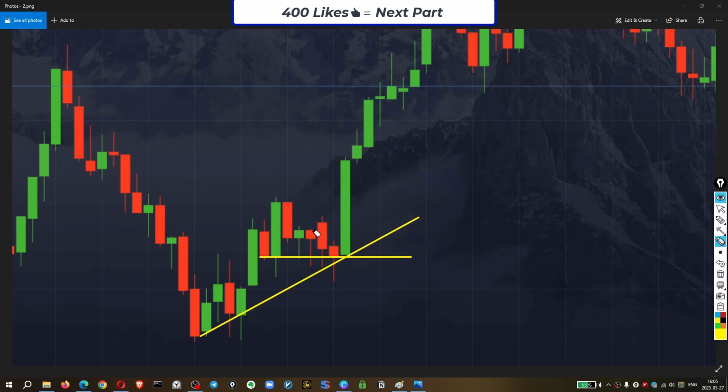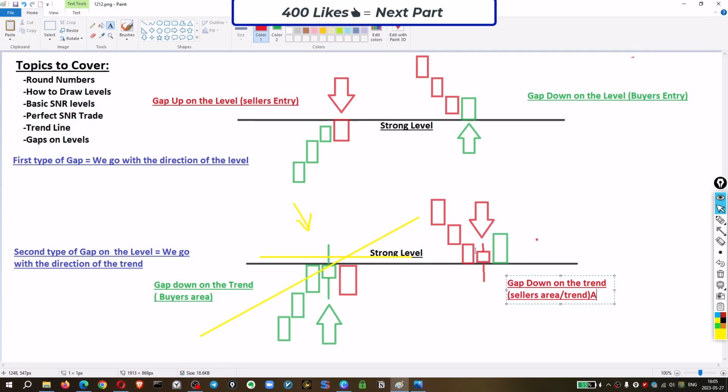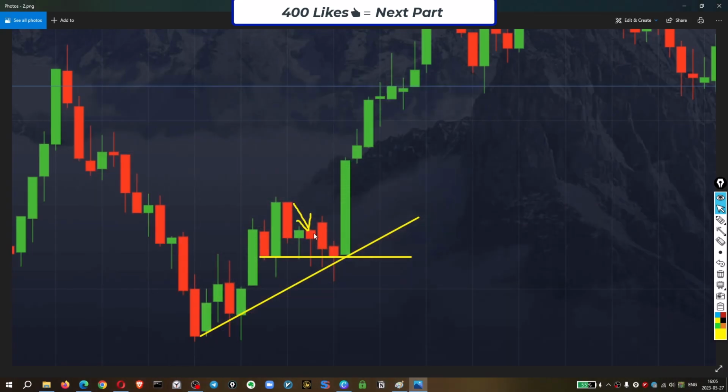You see that the first gap here, this is the second type of gap. This is the trend, and it jumps up. The second type, if you look at it, this is the trend, and it jumps up. So it makes a distance between the candle and the level. This candle jumps up right here, closed here, jumped up. So we go with the trend. The trend is coming down, so we take this trade as a sell trade.